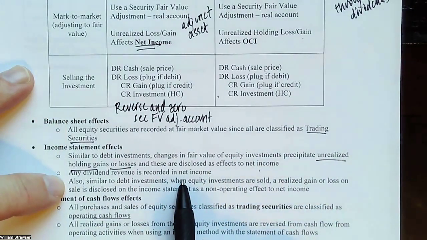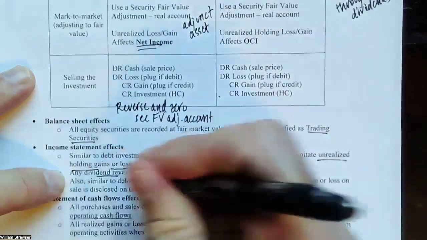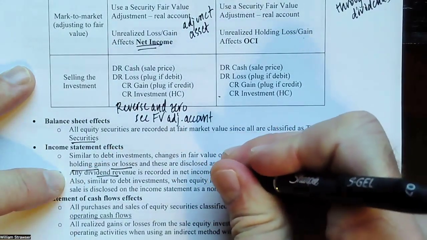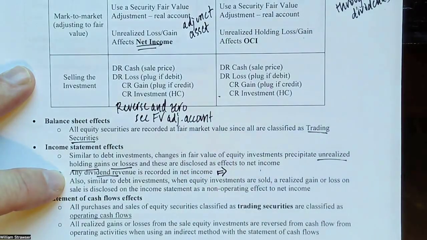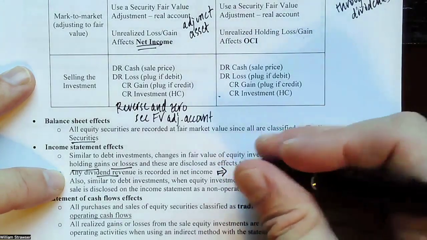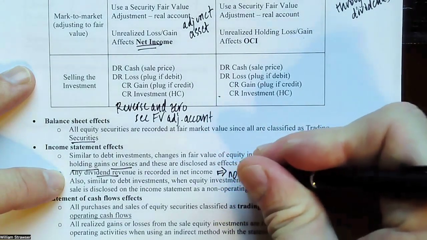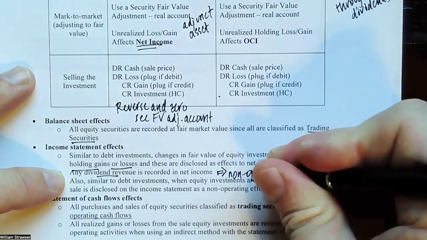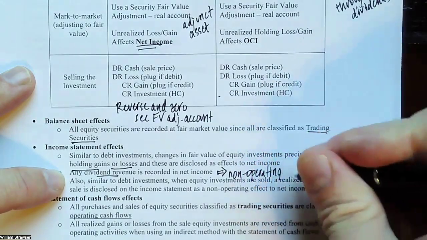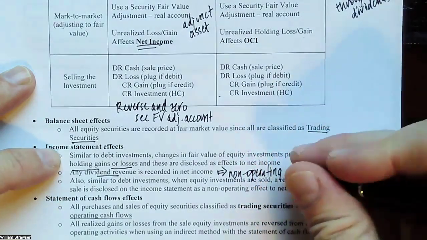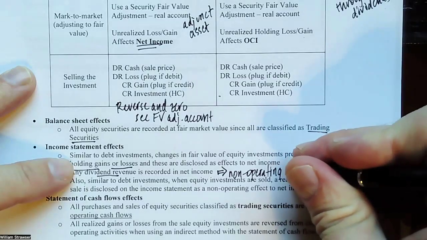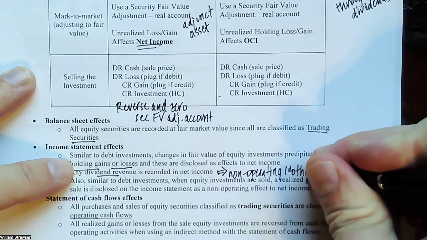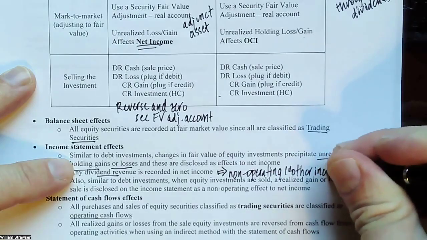Any dividend revenue is recorded in net income. Just remember, this is not dividends we're paying to our shareholders. These are dividends we're being paid as shareholders of another company, and that is non-operating income. I like to call it non-operating because it seems a little bit more on the nose, but in practice, most companies call this other income on the income statement.